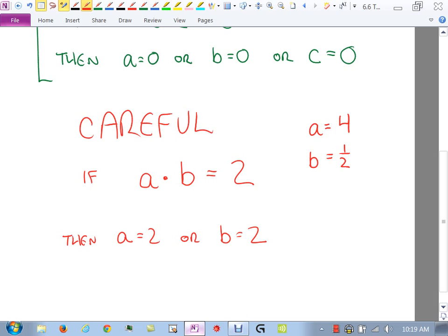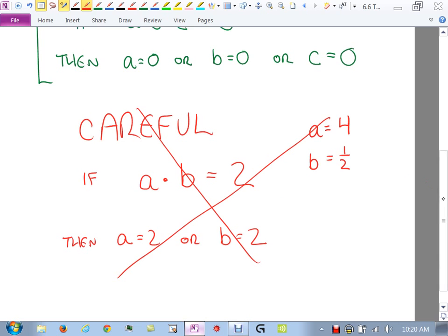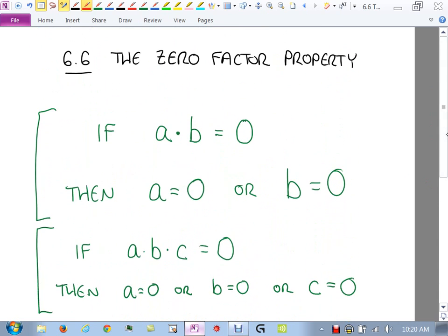This property does not hold if you have a number over here other than 0, which is why they call it the zero factor property. This only works for 0. See, I don't care how long you sit there. You pick a number, I guarantee you, if you take two numbers and multiply them, the only way you're ever going to get 0 is if one of them is 0. It's the only way it's ever going to happen.